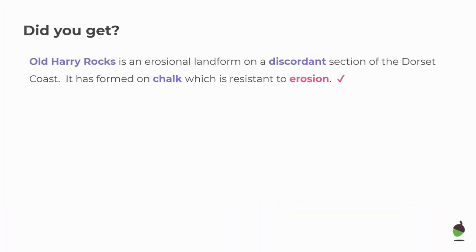Let's have a look at your writing. Old Harry Rocks is an erosional landform on a discordant section of the Dorset coast. It has formed on chalk, which is resistant to erosion. So we've got some good keywords in there. I think discordant might be one you could add in.